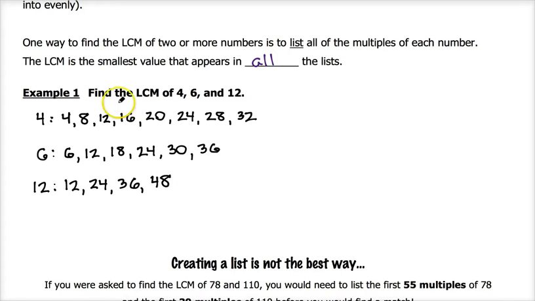Okay, so these lists already you can see share some common multiples. The least common multiple, or the smallest number that each list shares, is in fact 12. 12 appears in our multiples of 4, our multiples of 6, and our multiples of 12. And so the LCM of these three numbers is 12.